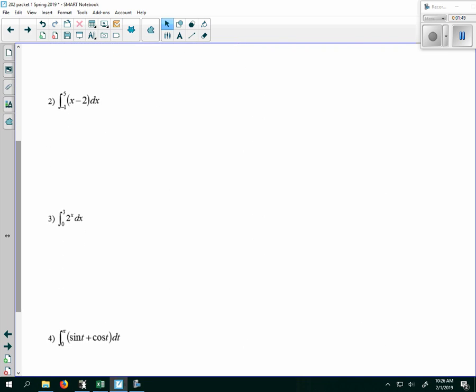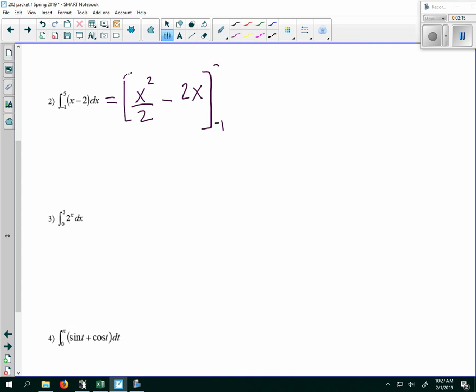Okay. Number 2, the integral from -1 to 5 of x minus 2 dx. So this is equal to, I need first an antiderivative of x minus 2. So an antiderivative of x, I need to increase the exponent by 1 and divide by the new exponent. And then for 2, I just throw an x on it, and I get 2x. Derivative of -2x would be 2. I need to evaluate this from -1 to 5.